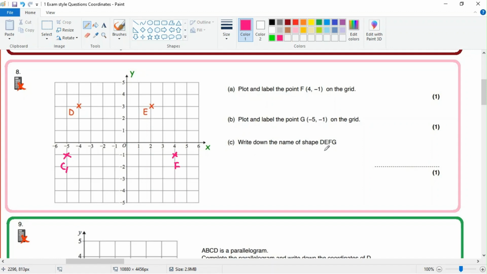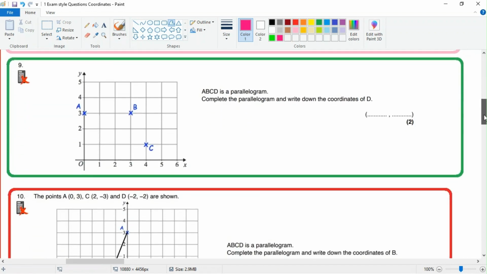Write down the name of the shape DEFG. That means we need to join them together. This point is going to join here, and then here, and then here, and then here. So it's going to be a trapezium. Now moving on to the next one. In here, ABCD is a parallelogram. Complete the parallelogram and write down the coordinates of point D.